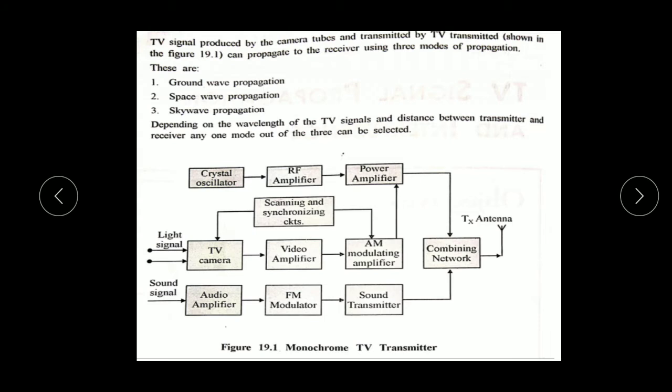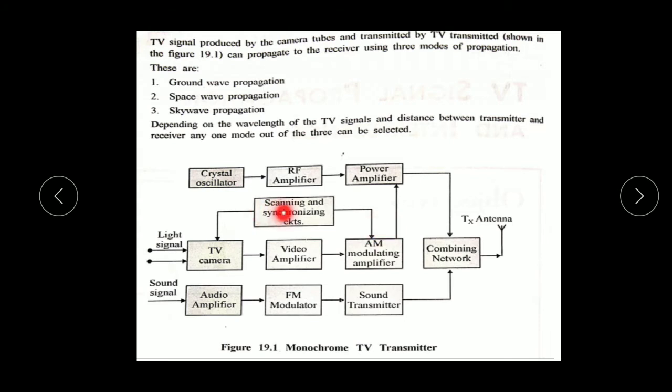This is the basic monochrome TV transmitter section we have already discussed in previous lectures. First is the sound signal. The sound signal is amplified by the audio amplifier, then modulated by the FM modulator and transmitted by the sound transmitter. Second, the light signal, basically the image signal. The TV camera records these light signals and sends them to the video amplifier, and the video signal is modulated by amplitude modulation.